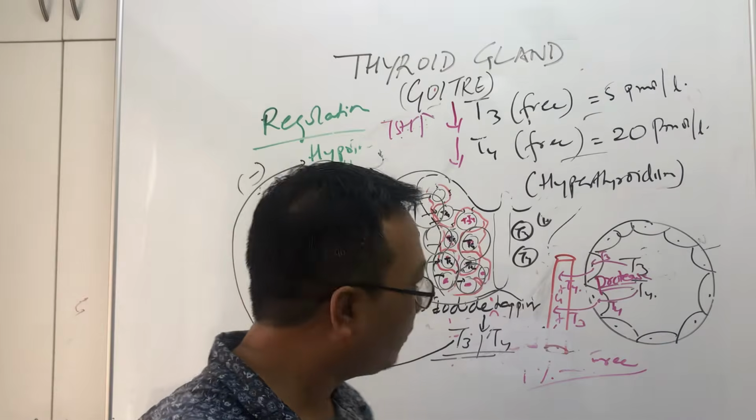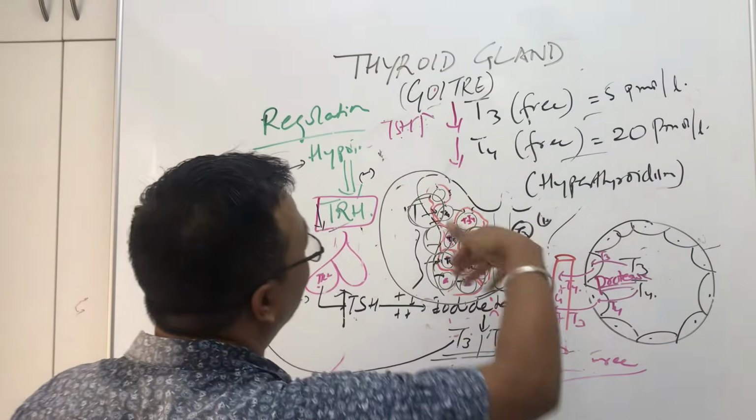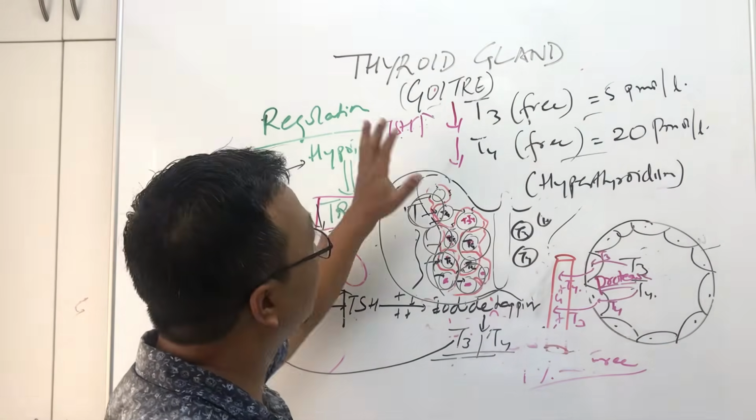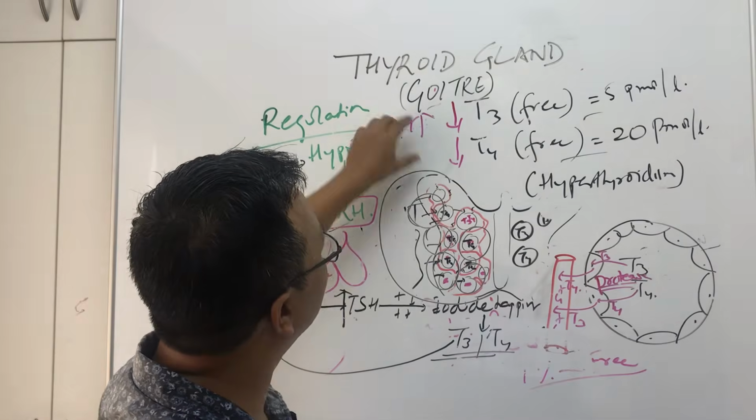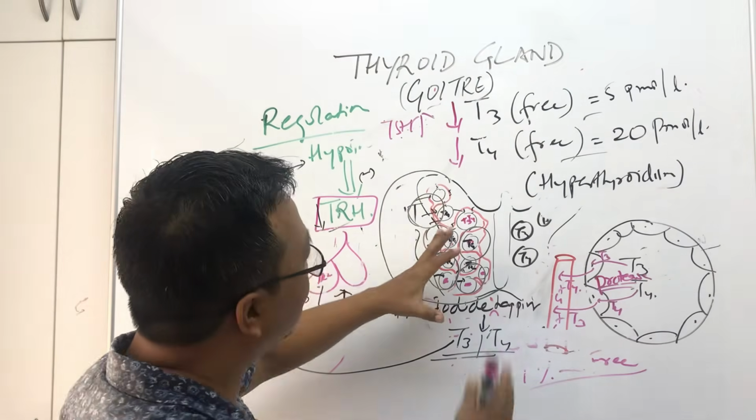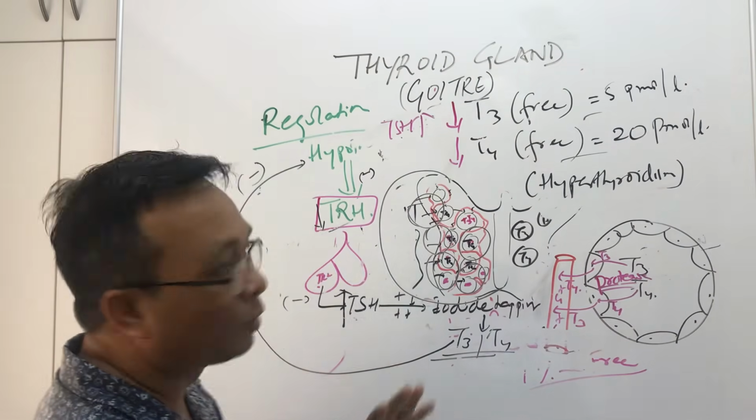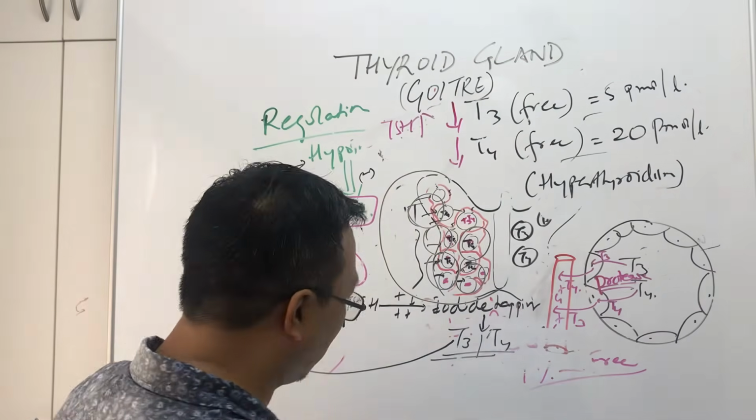So when you understand the disease later, in goiter you will see there is increased TSH, which stimulates the thyroid gland, and as a result the thyroid gland swells. We call it a goiter. Okay, we'll come to that part later.